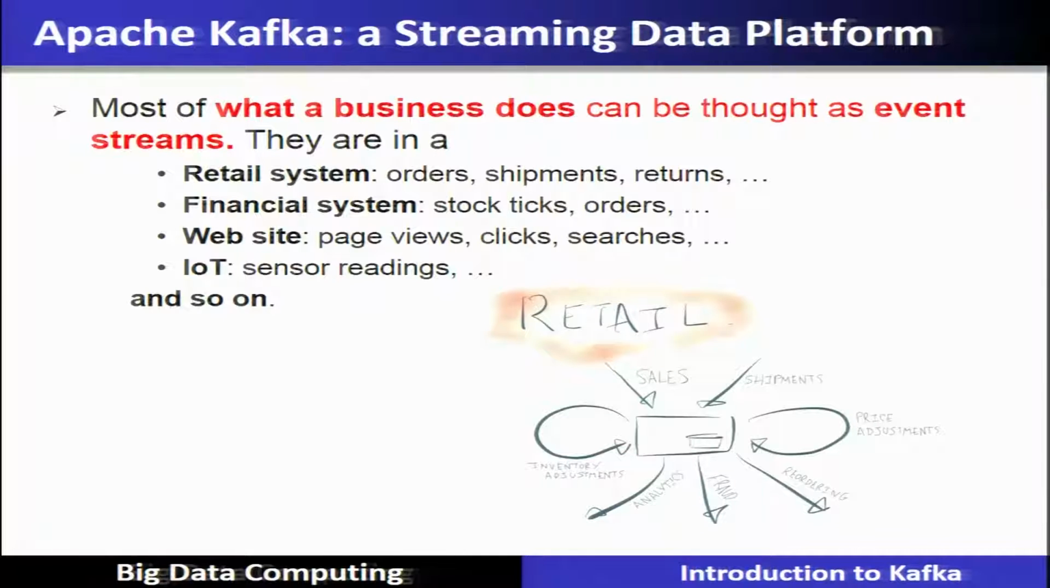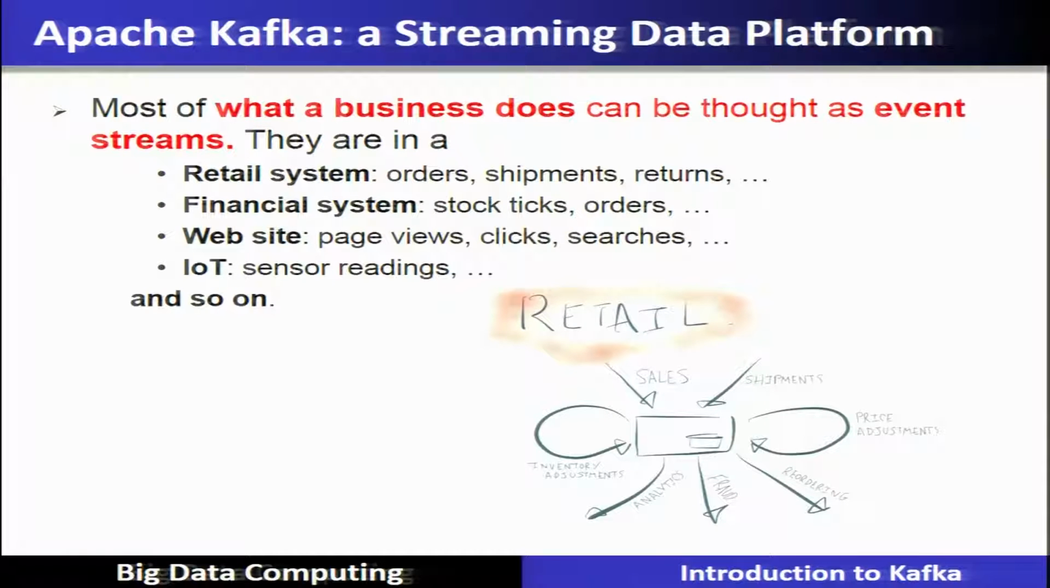Apache Kafka, a streaming data platform. Most of what a business does can be thought of as event streams. They are used in the retail system in the form of orders, shipments and returns, in financial systems such as stock ticks, orders, etc., on websites such as page views, clicks, searches, and IoT, that means sensor readings and so on.